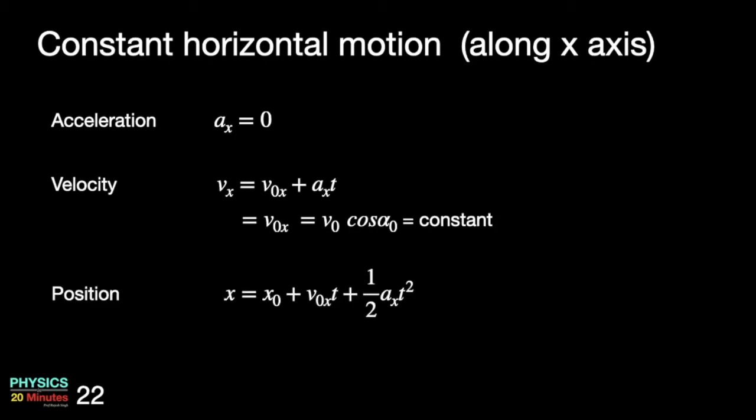What happens to position? This is our position equation. Now again ax is 0 and x0 is 0, so x becomes v0x t. You can see that the x position, or position along the x-axis, changes linearly with time. Now from this I can find time at any instant. So time is equal to x upon v0x.